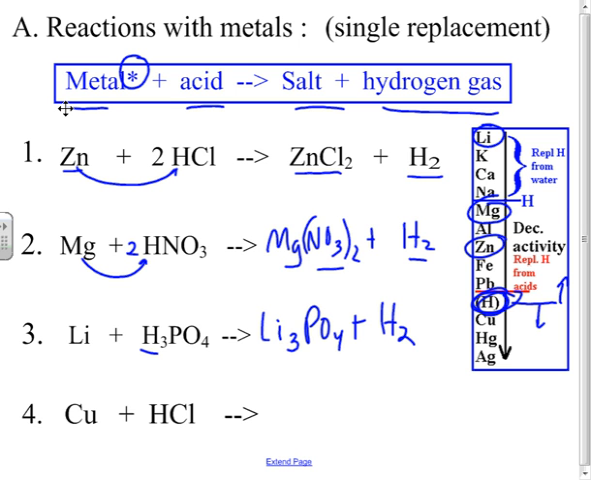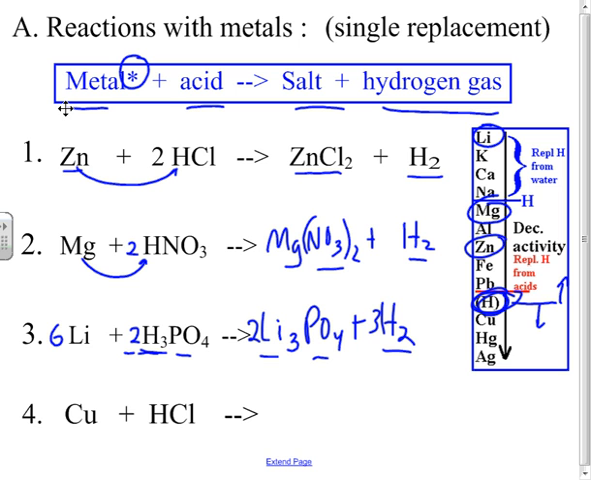To balance this one, I've got 3 hydrogens on this side, 2 on this side, so I need to put a 2 there, a 3 there to get 6 hydrogens on both sides. When I put a 2 here, it gives me 2 phosphates, so I need to put a 2 there to get 2 phosphates. Gives me 6 lithiums here, so I need a 6 there to balance that reaction.